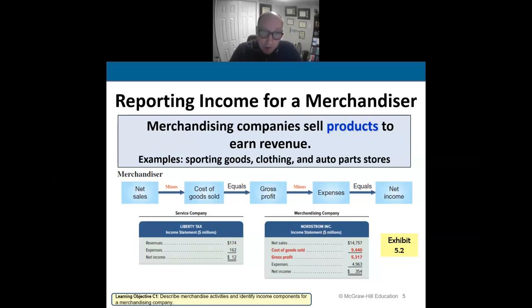So net sales minus cost of goods sold equals gross profit. Why do they call it gross profit? Gross profit means the profit before expenses. That's why it says gross profit. So net sales minus cost of goods sold equals gross profit, minus expenses equals net income. And that is the income statement for a merchandise company. The focus is going to be on these two items, cost of goods sold and gross profit, because that's the difference between a merchandise business retailer versus a service company.